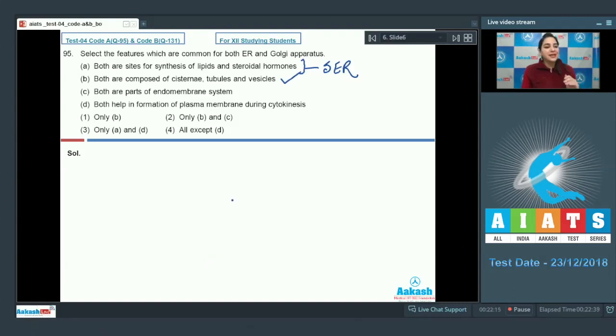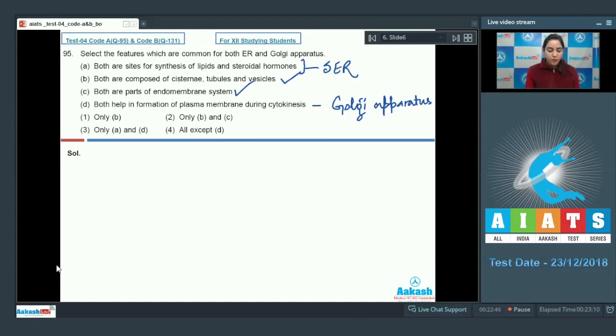Second statement B says both are composed of cisternae, tubules and vesicles. Yes, that's true. Both of them do possess it. Then statement C says that both are the parts of the endomembrane system, which is right. Both of them are part of the endomembrane system. Moving further, statement D, both help in the formation of plasma membrane during cytokinesis. This statement is incorrect, students, because this job is done by the Golgi body or Golgi apparatus.